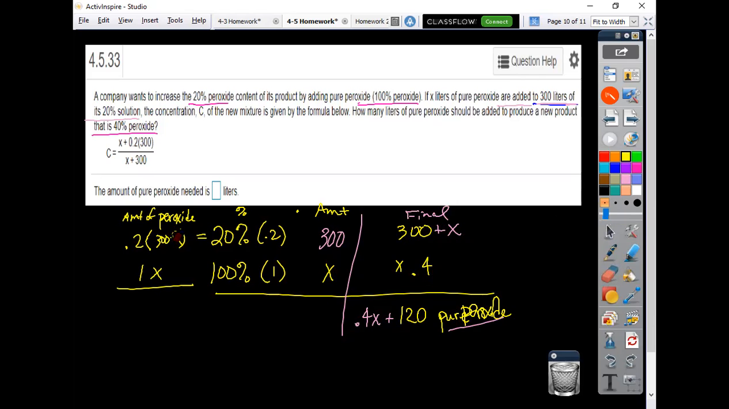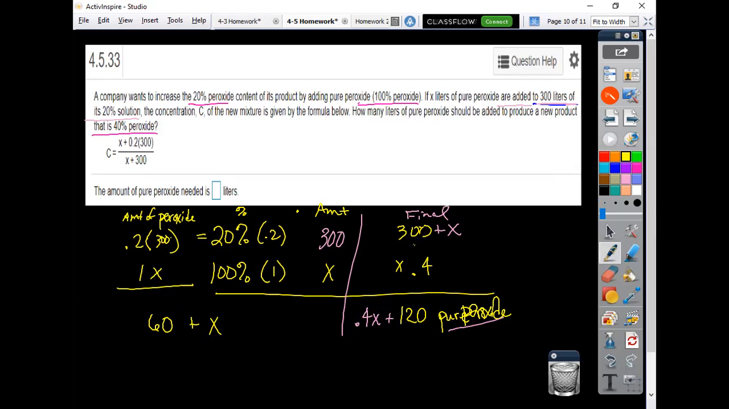Let me clean this up since I read that problem wrong the first time. 20% of this 300 is peroxide, and of the X, the whole thing is pure peroxide. If I add these two together, 0.2 times 300, which is 20%, would be 60. Then add on the X, and that would be the amount of peroxide looking at these separately. And here's the amount of peroxide if you look at the total final mixture.